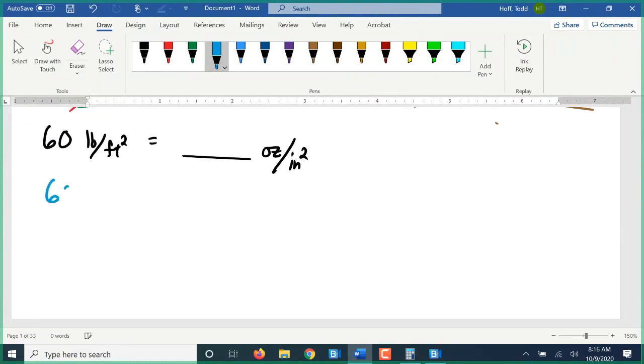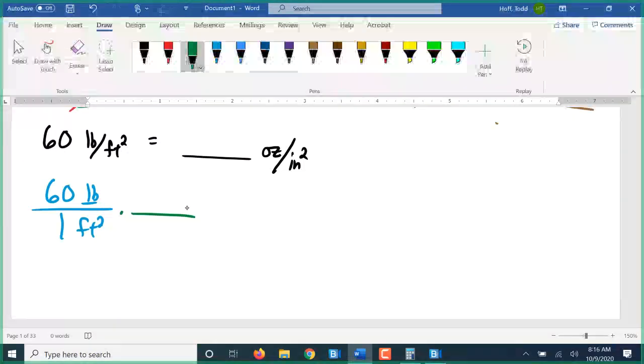So 60 pounds per square foot is 60 pounds over 1 square foot. We need to convert pounds to ounces, so let's do that first. I'm going to put pounds on bottom, going to ounces on top. 1 pound is 12 ounces. So the pounds are going to cross out. We now have ounces per square foot. Oops, 1 pound is not 12 ounces. I'm thinking troy units. 1 pound is 16 ounces.